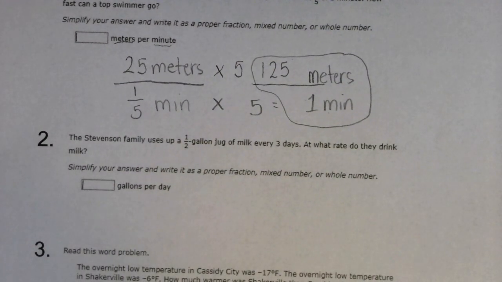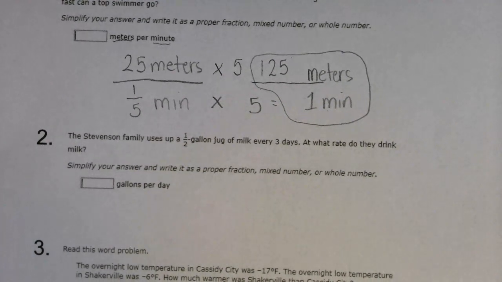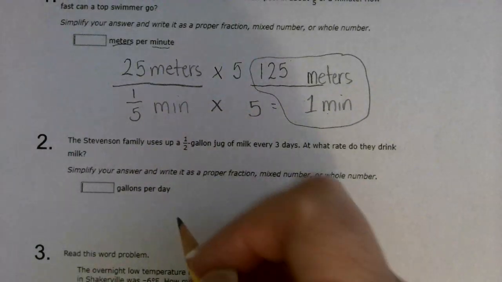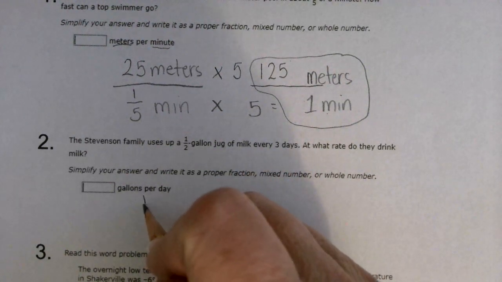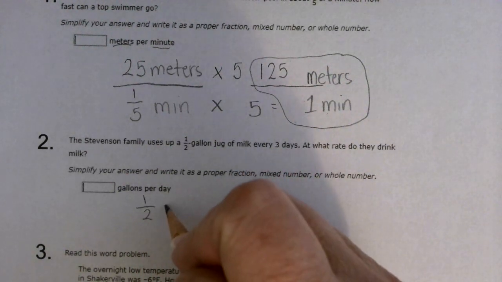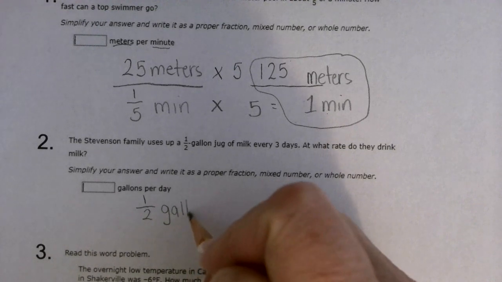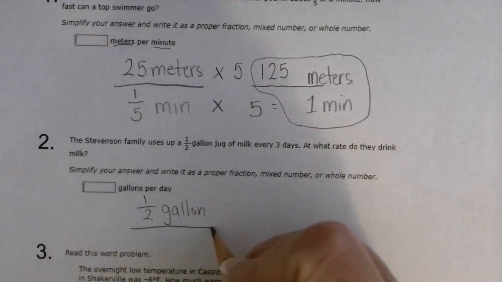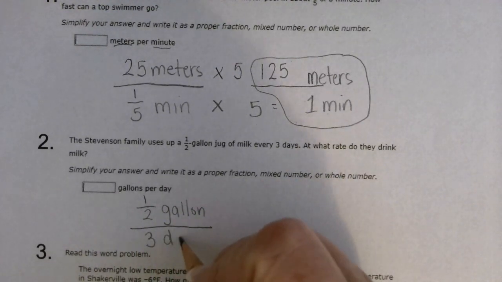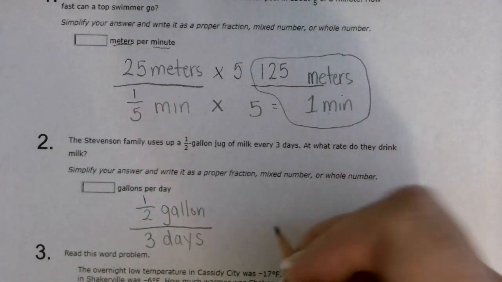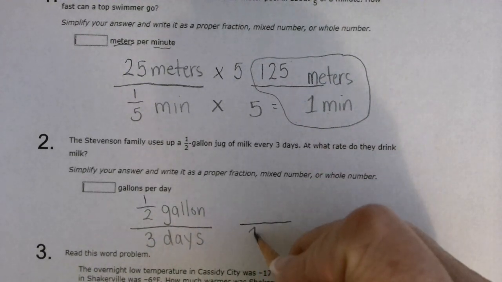Then the Stevenson family uses up a half-gallon jug of milk every 3 days. At what rate do they drink milk? And we want it in gallons per day. So the gallons go on top. We've got a half a gallon in 3 days. And we want to know how many in 1 day.